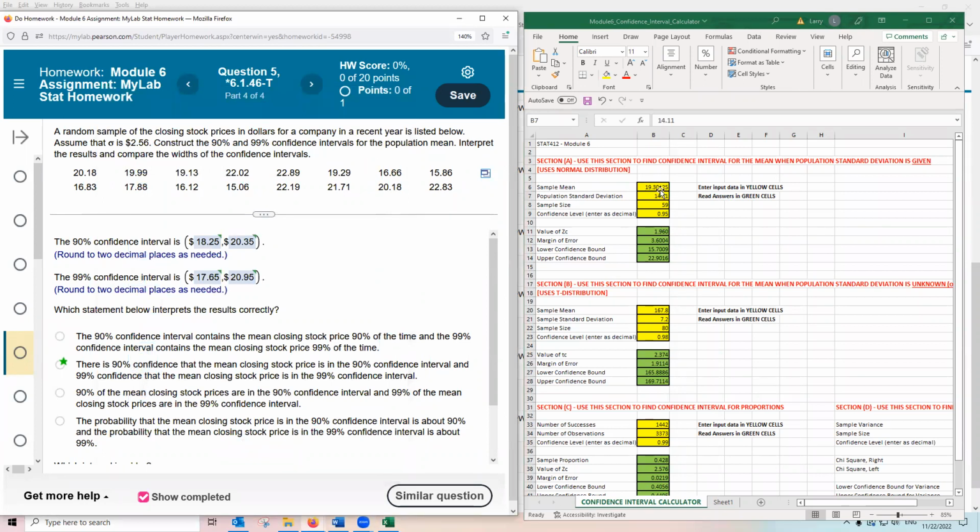All right. They're telling us the population standard deviation here is 2.56. That's given in the problem. The sample size was, how many numbers do we have? 2, 4, 6, 8, 10, 12, 14, 16 numbers. So sample size was 16. And they're asking us for a 90% confidence. I'm going to put 0.90 here. And then here is the lower bound, 18.25. And here's the upper bound, 20.35.